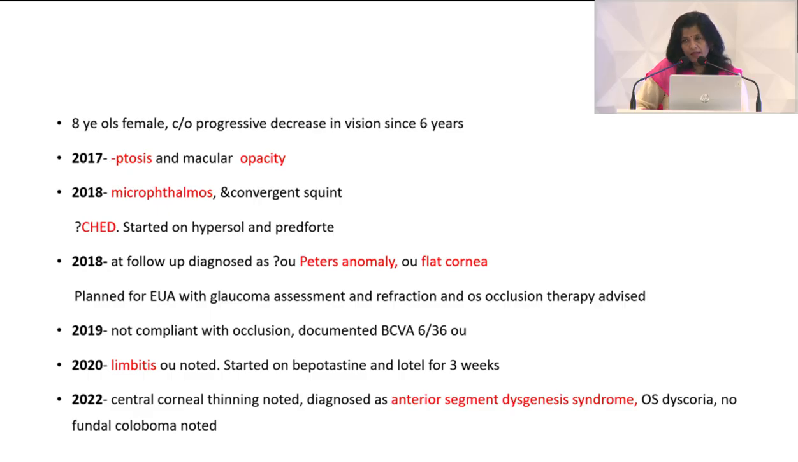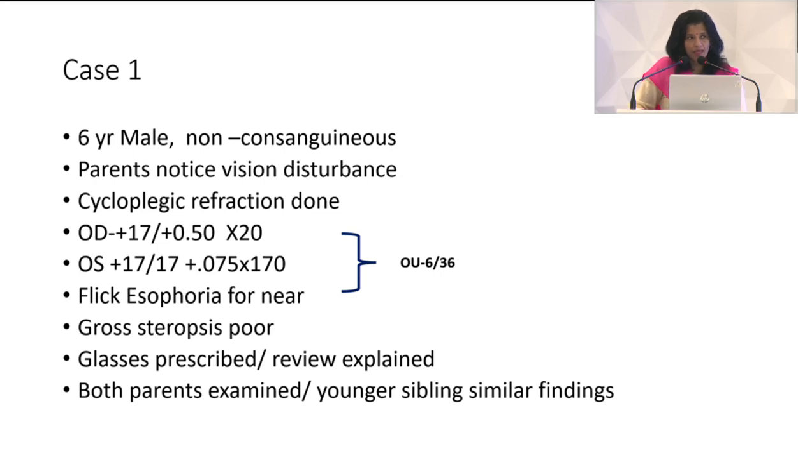And henceforth, she was not compliant with occlusion therapy and she maintained low vision. Somebody had also mentioned limbitis and started the patient on anti-allergic medications. And finally, in 2022, prior to coming to us, somebody had made a diagnosis of anterior segment dysgenesis with dyscoria and fundal coloboma. So we'll come back to this case later.